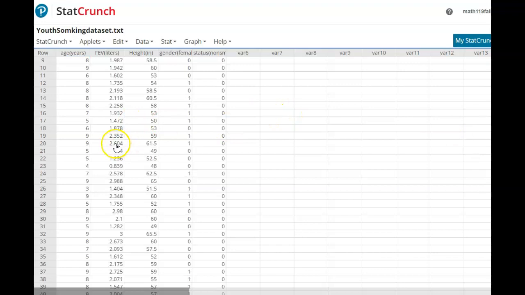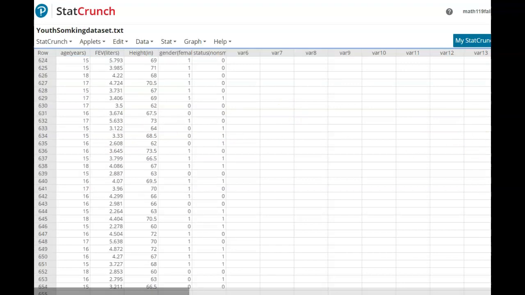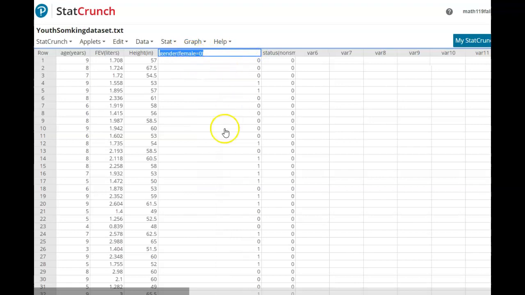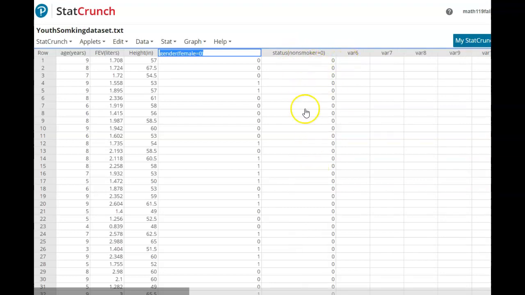So you can see that it's a large data set. There were 654 kids in the study. And this gives you the FEV in liters for each of the children, their height, their gender. Female is 0, so male is 1. And the status of non-smoking or smoking, non-smoker is 0 and smoker is 1.